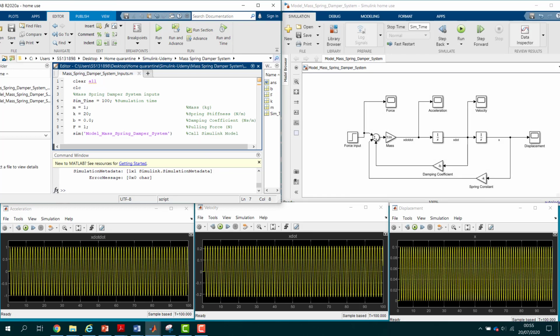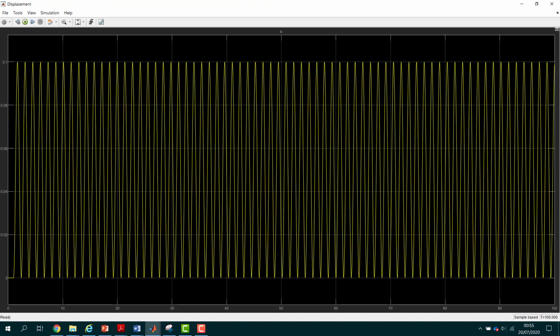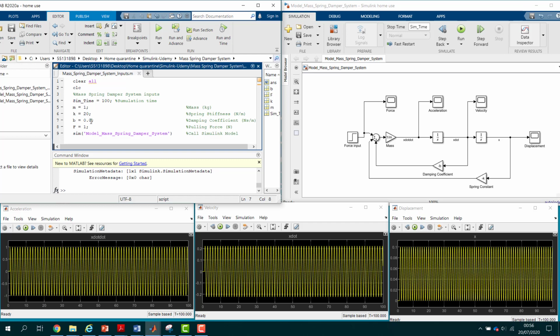We can see that all the graphs show undamped frequency as expected. If we maximize the displacement versus time graph, you can see the response in details. It is showing an undamped frequency. Let's minimize it and change the damping coefficient to 0.1 Newton second over meter and run the simulation again.